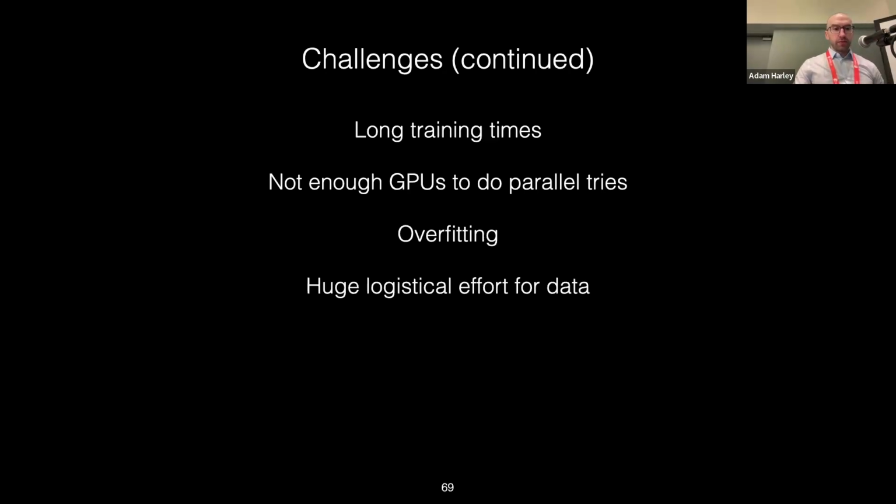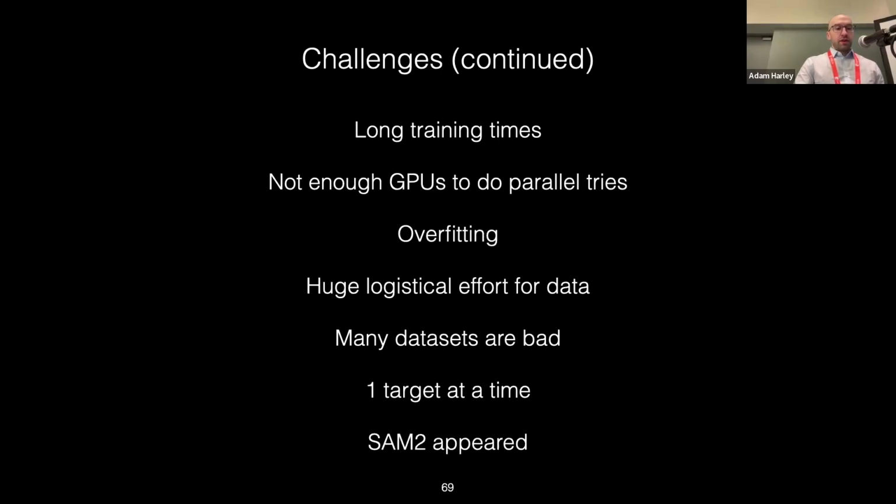Some more challenges to point out. There's obviously a huge logistical effort in getting a data set of the scale that we did. And inside of that, many of the data sets turn out bad. So people make and release bad data sets every year. And this is wasting our time. In terms of the model, it was also a weakness to focus on tracking a single target at a time. So computationally, it made sense, but our reviewers, where we submitted the paper, were very upset about this. And finally, SAM2 appeared, and mask-based tracking suddenly became a lot less interesting because SAM2 does a pretty good job.